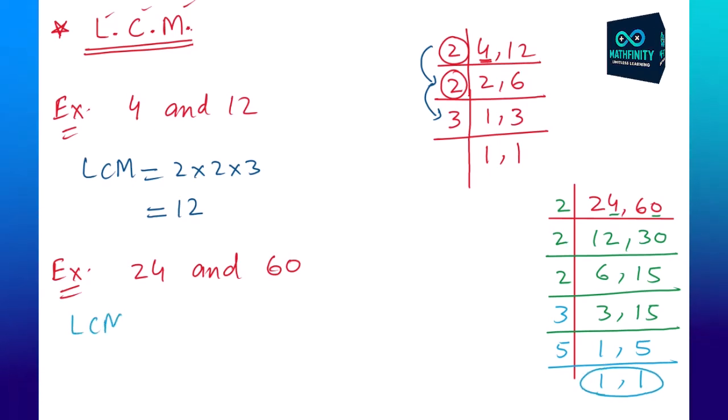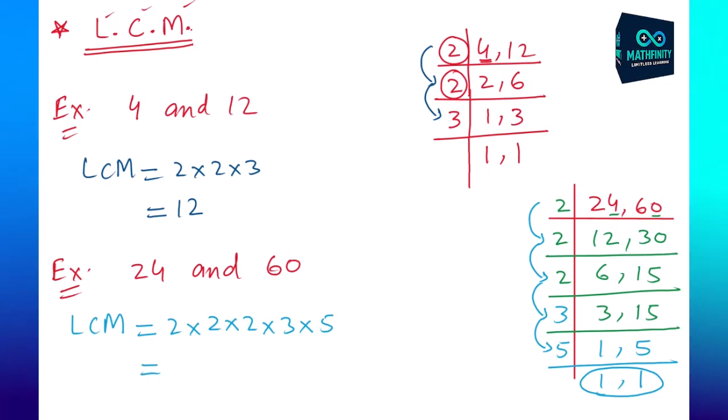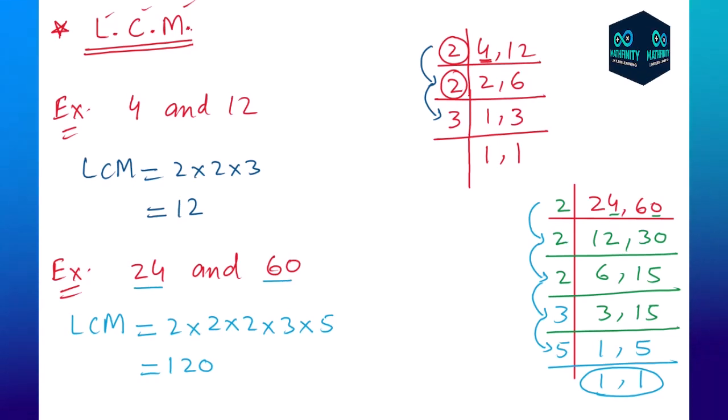So what is the LCM of 24 and 60? As I told you, you have to multiply all these numbers. 2 times 2 times 2 times 3 times 5. 2 times 2, 4. 4 times 2, 8. Times 3, 24. 24 times 5, 120. So we found the LCM of 24 and 60 and we got 120.